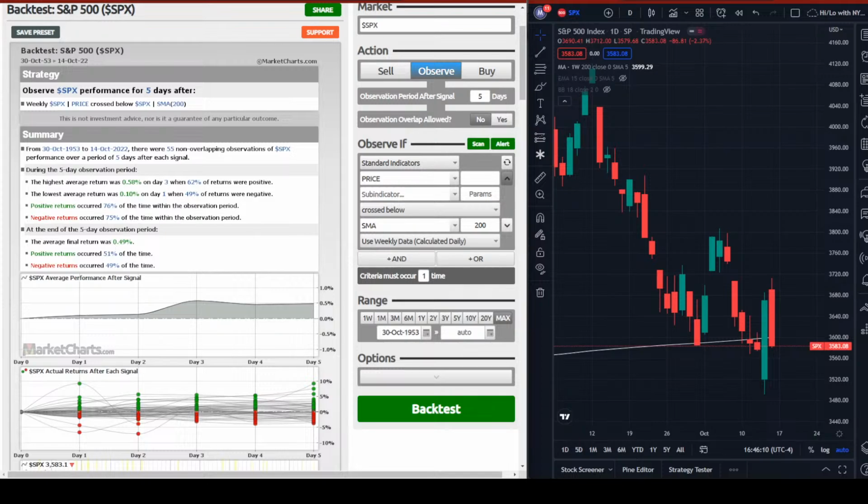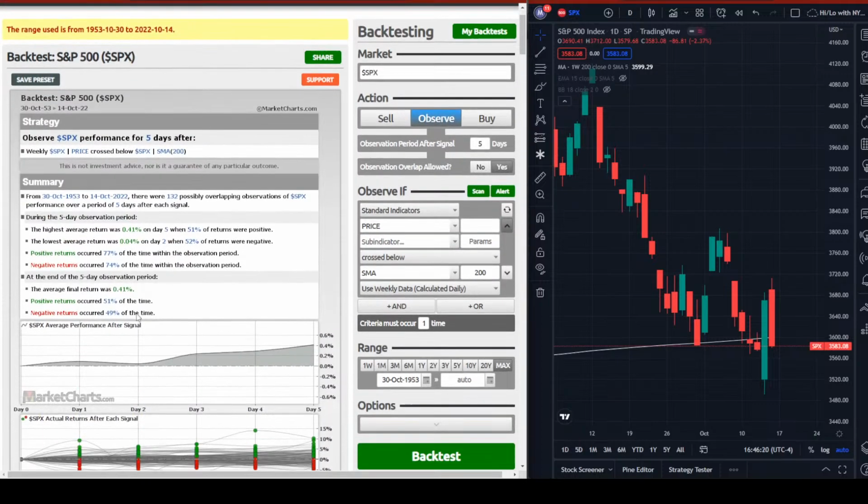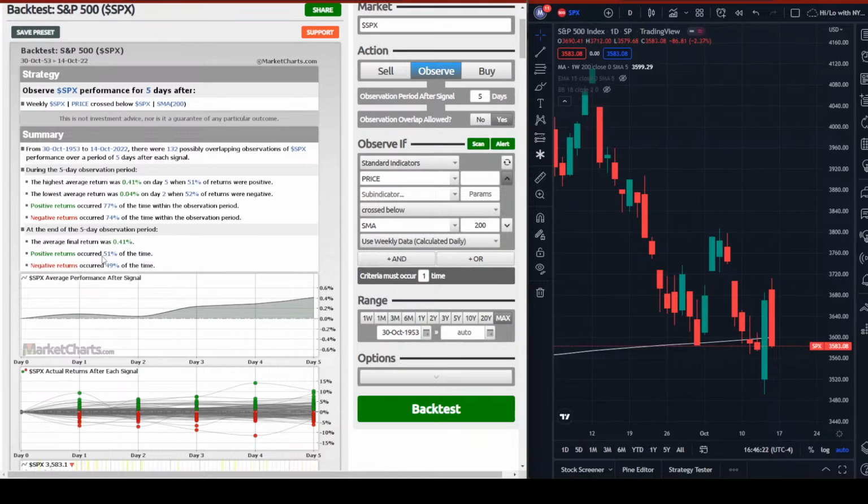Now, if we look at it from an overlapping point of view, it's still very much the same statistic. It's still around 50%, so about 50-50, okay? Now, there's 132 occurrences if we count overlapping occurrences. Okay, now an example of an overlapping occurrence for a 5-day performance is when S&P 500 crosses, let's say, below the 200-week SMA on day one.